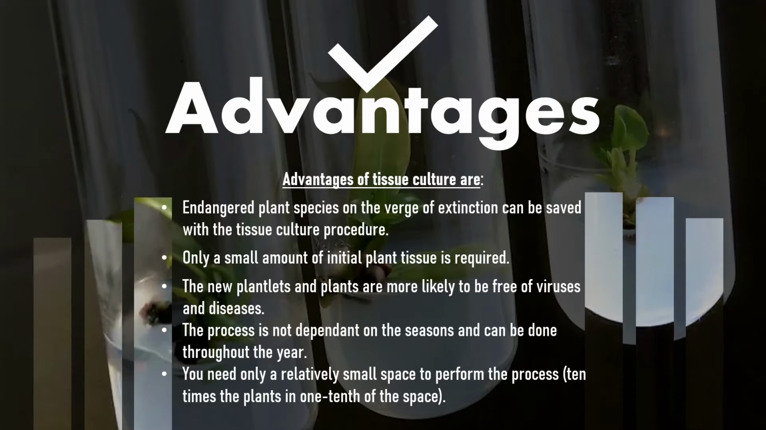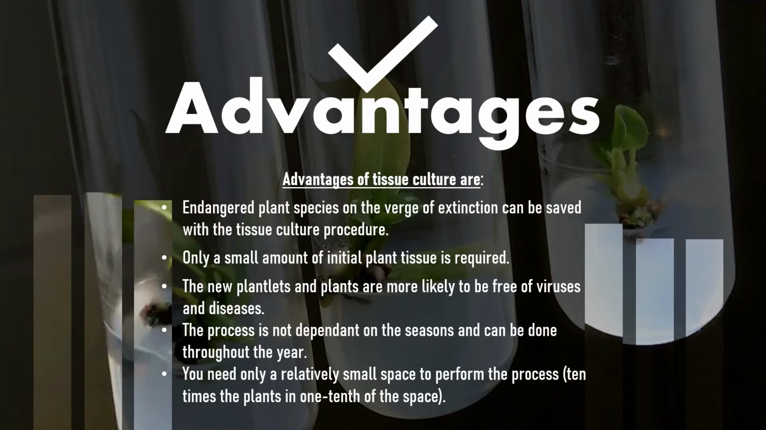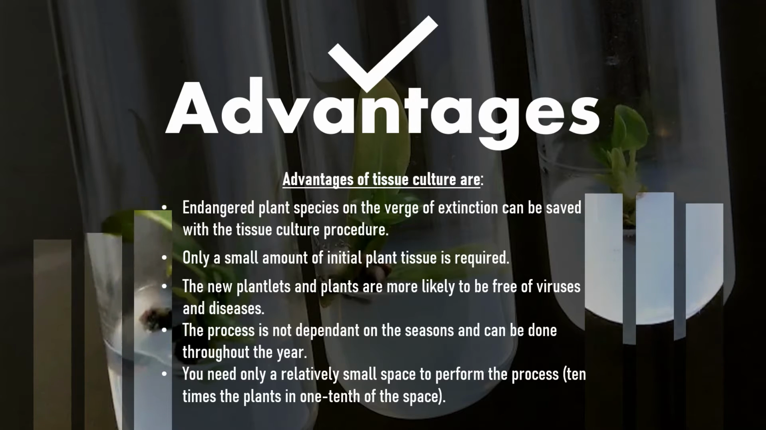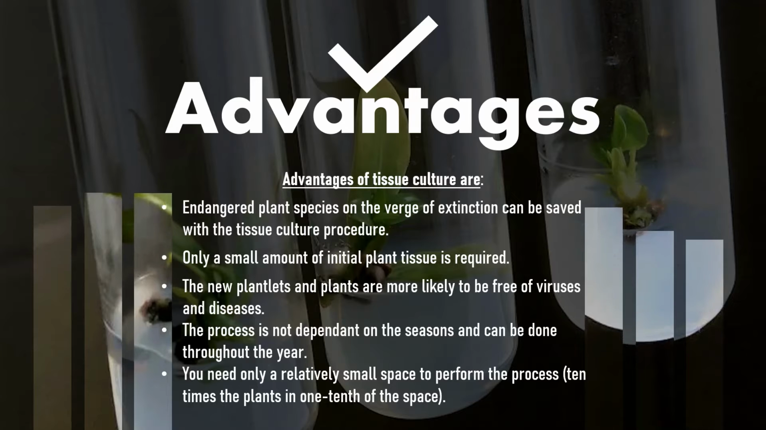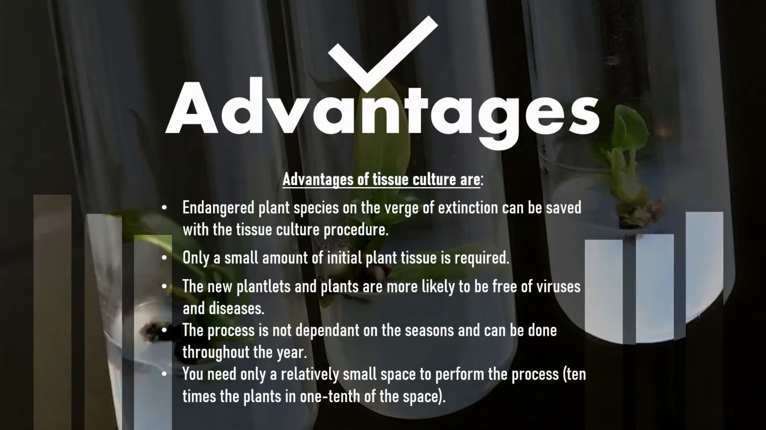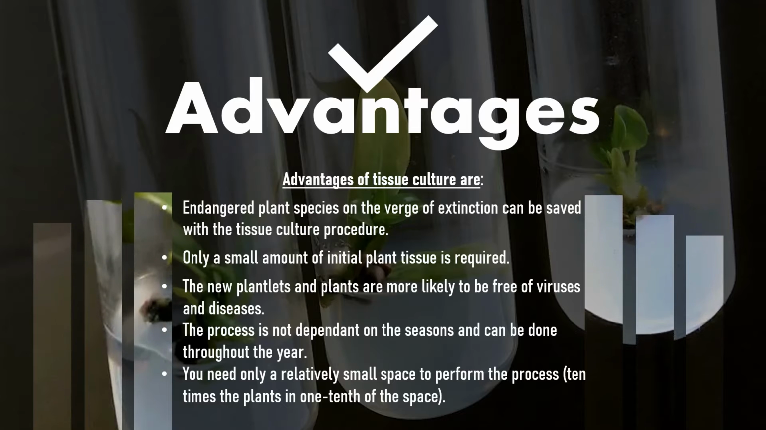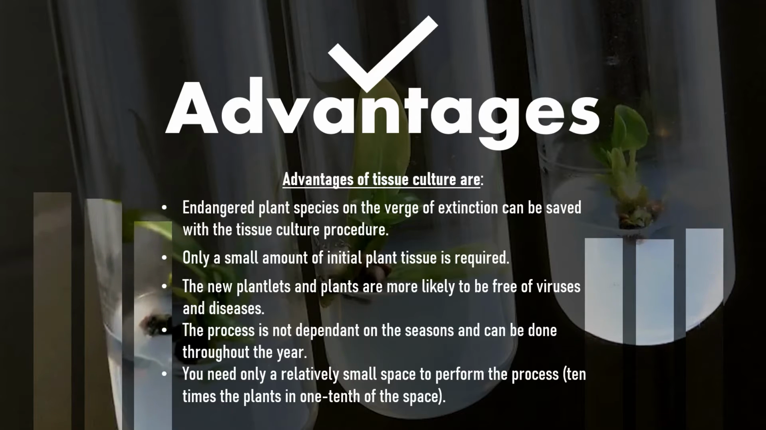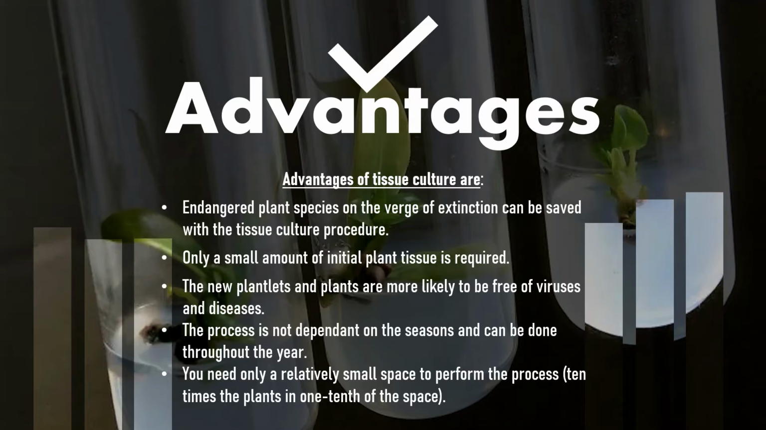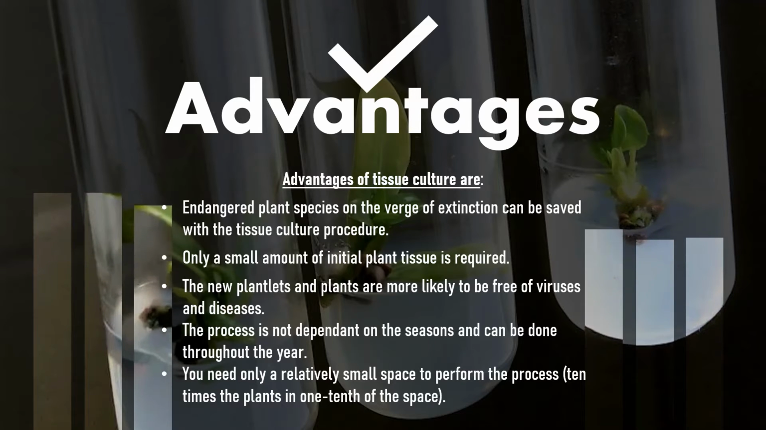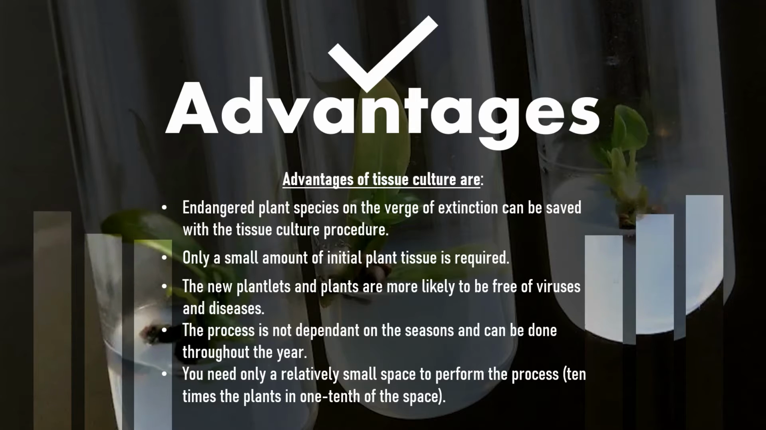Other than that, endangered plant species on the verge of extinction can be saved with the tissue culture procedure, such as plants from Malaysia like Rafflesia, and other plants in the western side which cannot be saved due to the seasons and deforestation, which cause many plants to wilt and die. This is a major, crucial effect on the history of mankind.